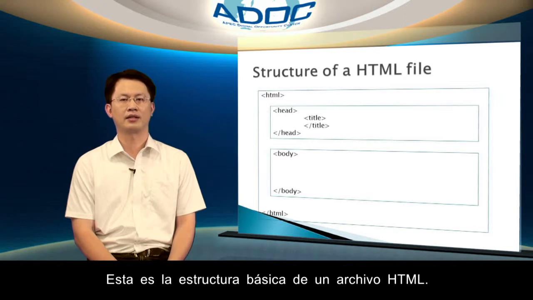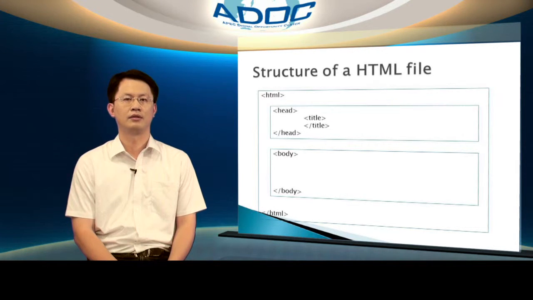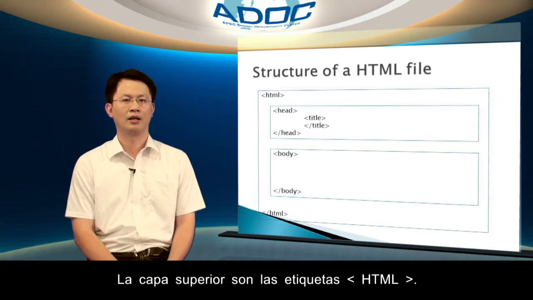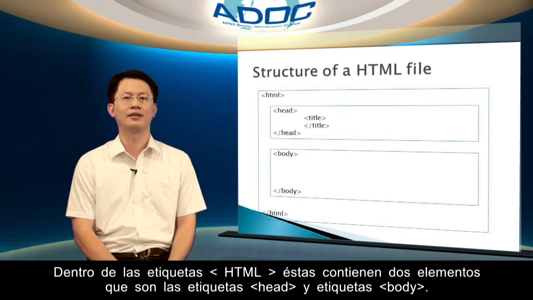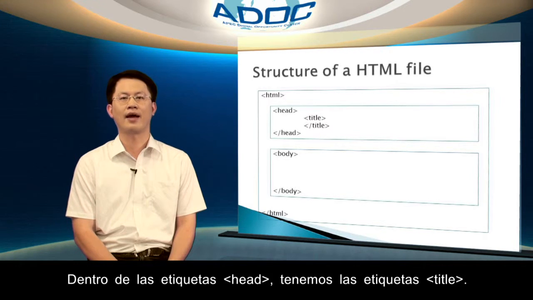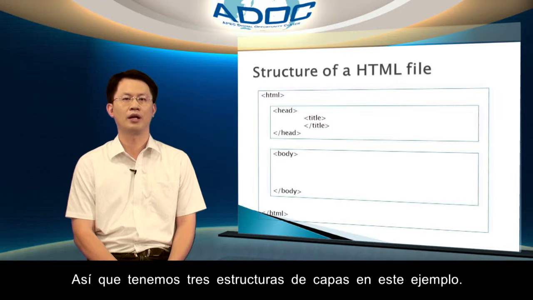And this is the basic structure of an HTML file. You can see the layer structures constructed by the HTML tags. The top layer is the HTML tags. Inside the HTML tags are two elements, which are head tags and body tags. Inside head tags, we have title tags. So we have three layer structures in this example.